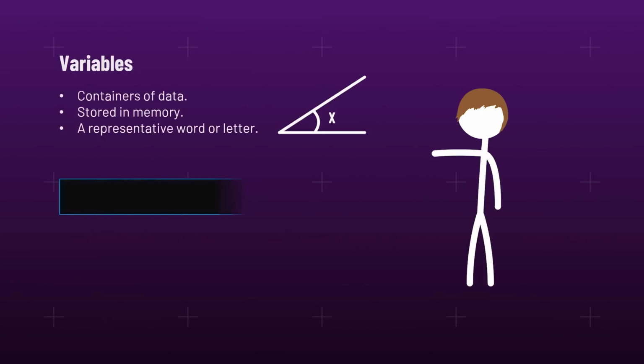For example, in my program, I might write something like this. firstName equals "Curtis", and lastName equals "Holt". firstName and lastName are variables that represent the text.